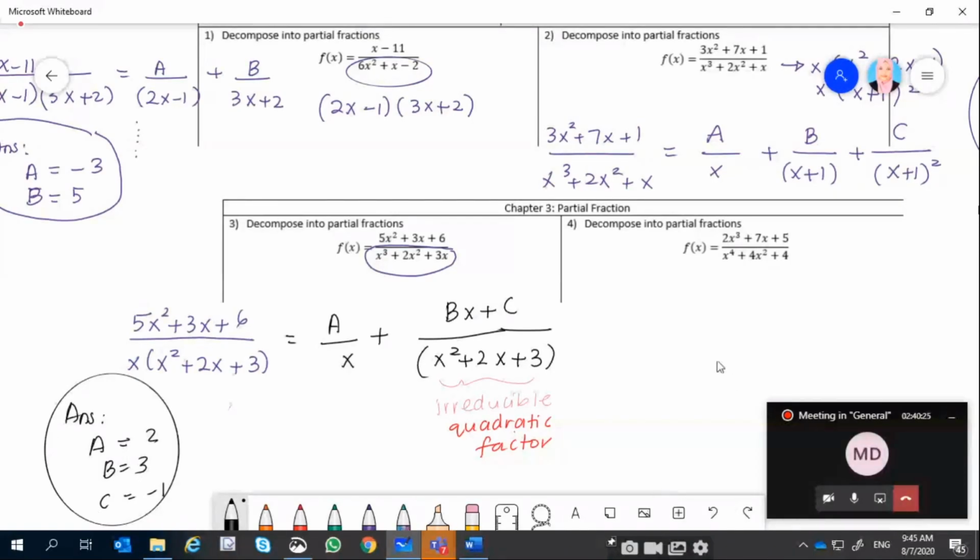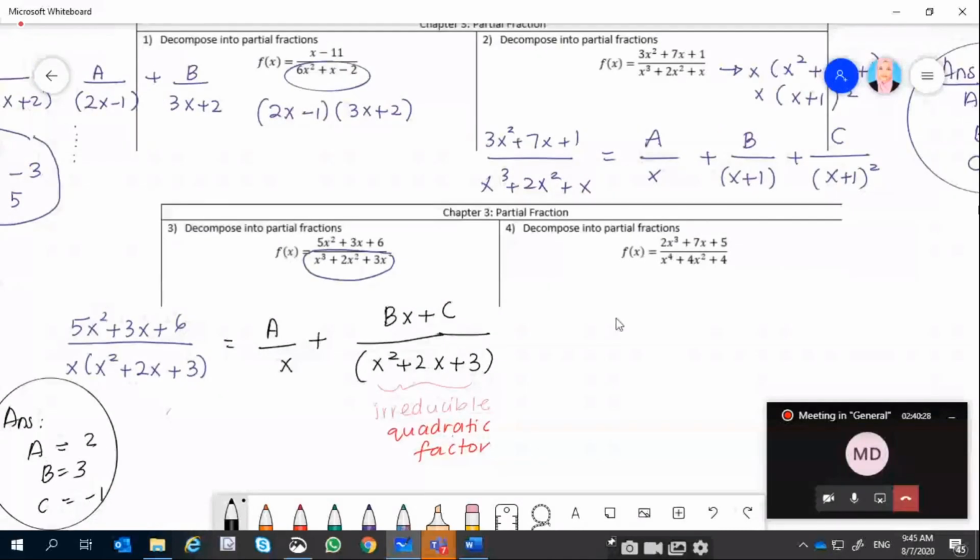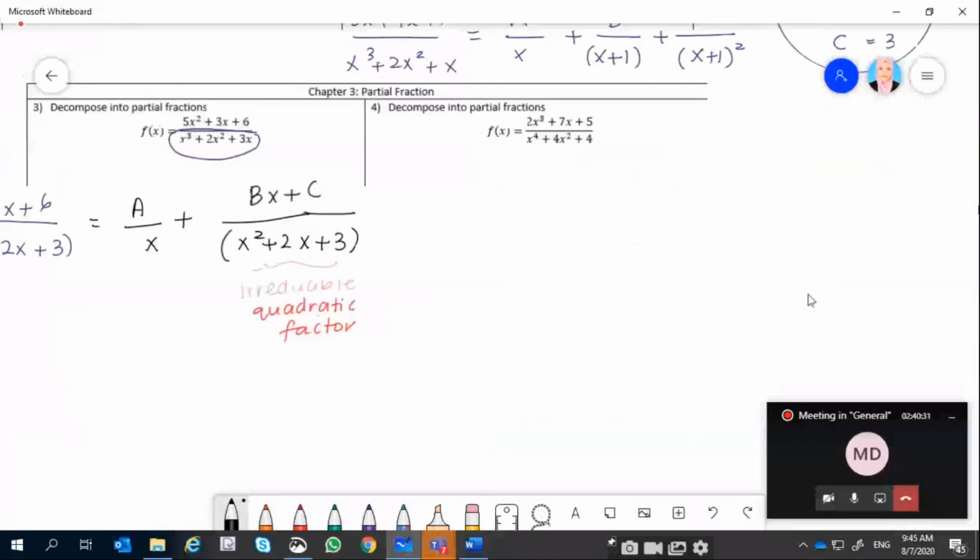And the last one here is 2x cubed plus 7x plus 5, and the denominator is x power 4 plus 4x squared plus 4. How to factorize the denominator? Now you have the highest degree of 4. Let me show. When the highest degree is 4 and the second one is 2, I suggest you use this technique: let any variable that you like, for example here I choose m equals x squared.